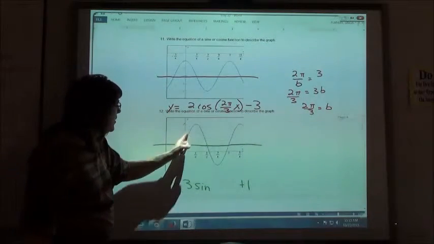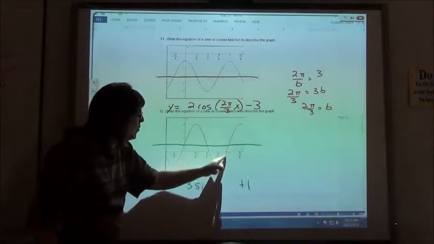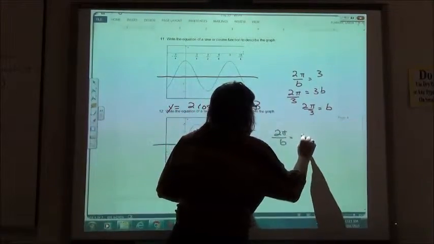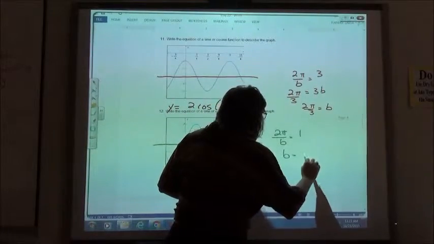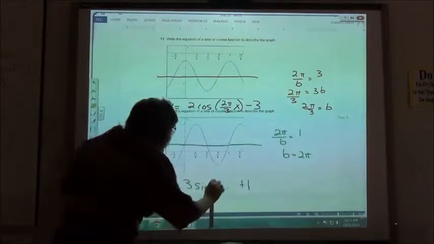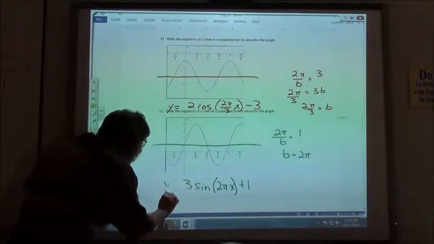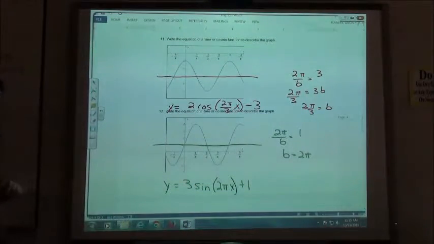My period, 1 complete cycle equals 1. So 2 pi over b equals 1. So b is going to equal 2 pi. So I'm going to have 2 pi x. And so y is going to equal 3 times the sine of 2 pi x plus 1 since my whole graph is shifted up 1.